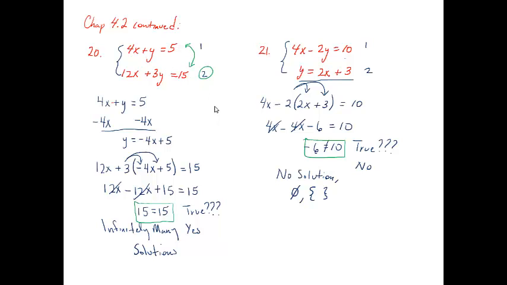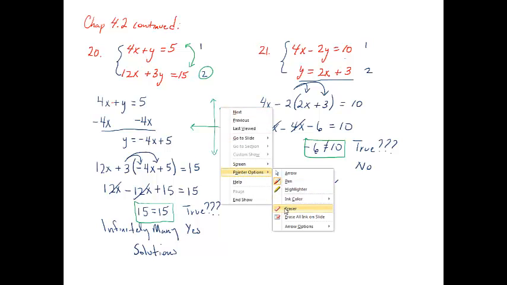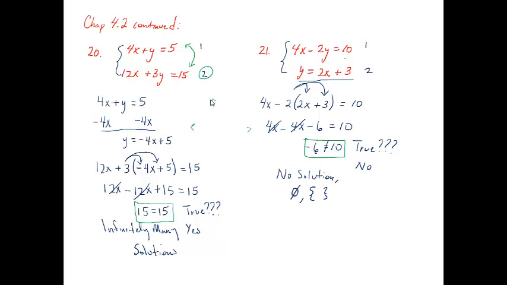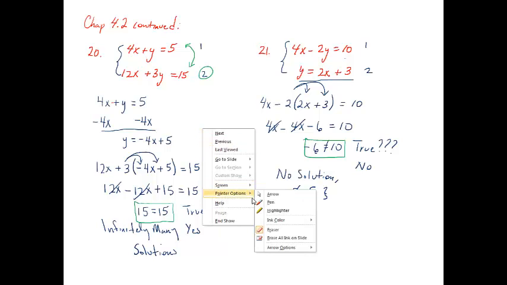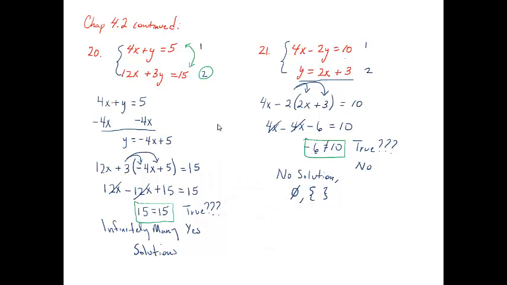Therefore, when you graph them, they actually lay on top of each other. They're the same line. Therefore, how many places do they actually intersect? Infinitely many places, because they're laying right on top of each other.